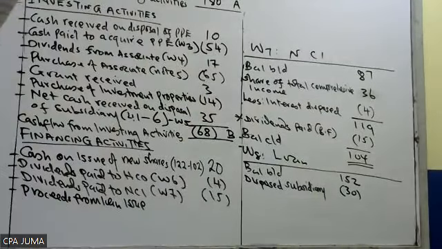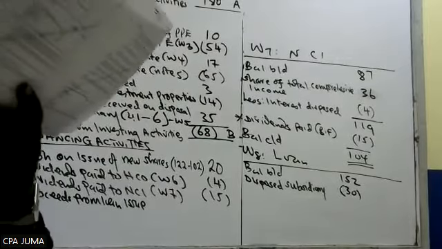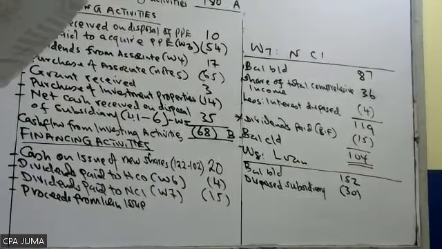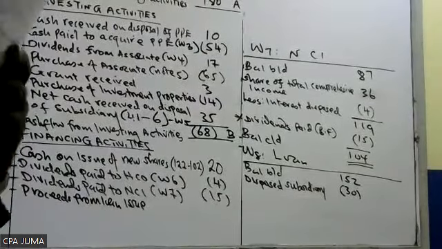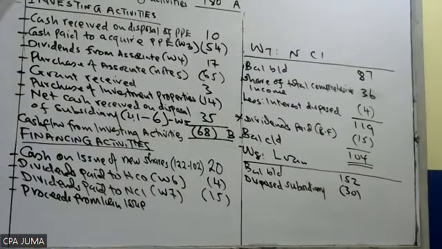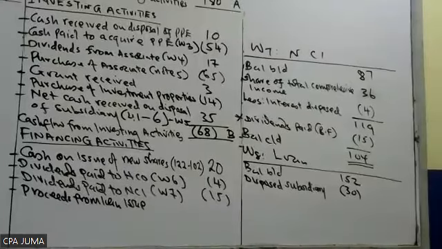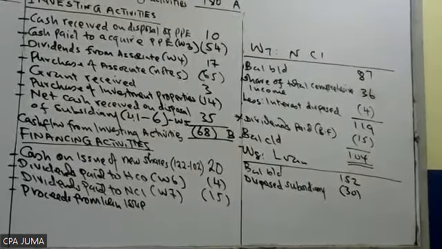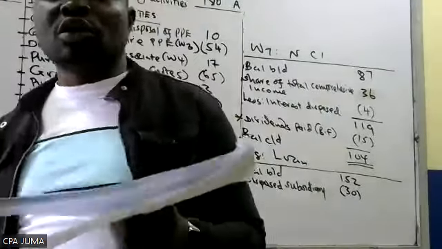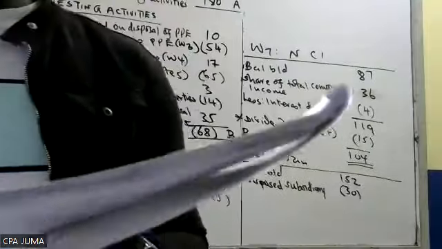Then note 6: finance costs include 2 million loss on translation of loan. So when we retranslated the loan denominated in a foreign currency, we lost 2. Do we subtract or do we add? Loss on retranslation.